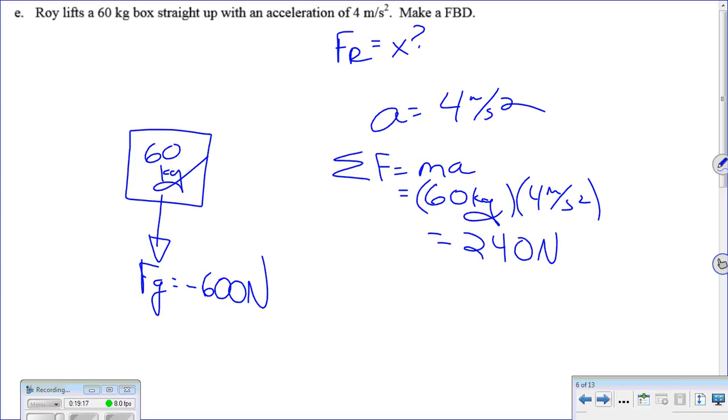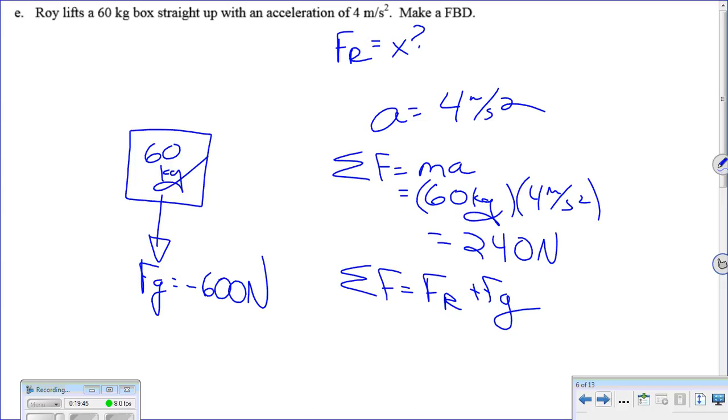All right, so am I done? No. Because look, my drawing doesn't show the net force being 240. The drawing shows it being like negative 600. So, oh, Roy's got to be pushing this thing, right? So find it. Net force is force of Roy plus force of gravity, right? Aren't those the only two forces? There's no normal force because it's not on a table. There's no friction. I think we're good.